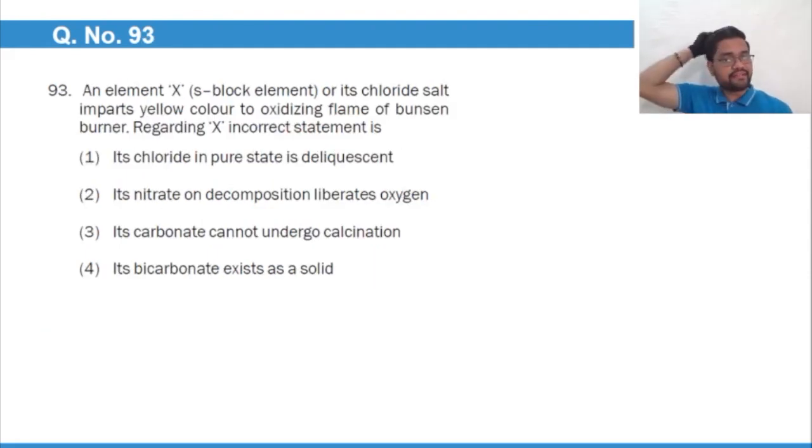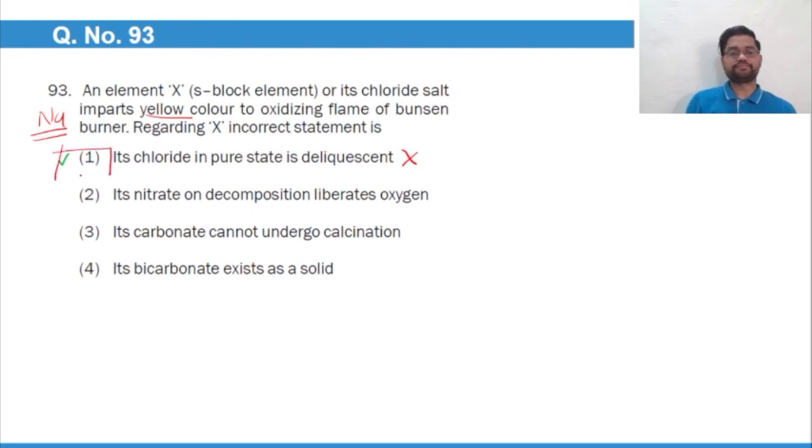Question 93: An element X or its chloride salt imparts a yellow color to the oxidizing flame of a Bunsen burner. Yellow color belongs to sodium. That means they are talking about sodium chloride. Regarding X, the incorrect statement is that its chloride in pure state is deliquescent. This is the only incorrect one. Right? Sure.